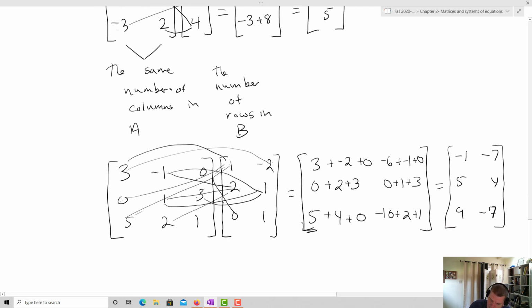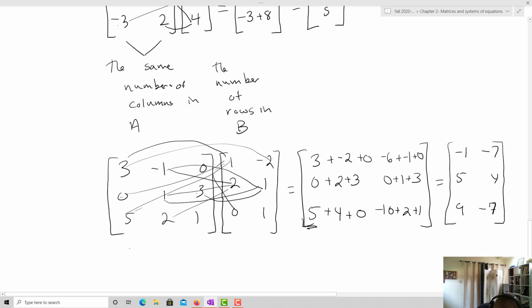Now what we want to notice here is that the number of columns in A, the left matrix, is the same as the number of rows in the right matrix.